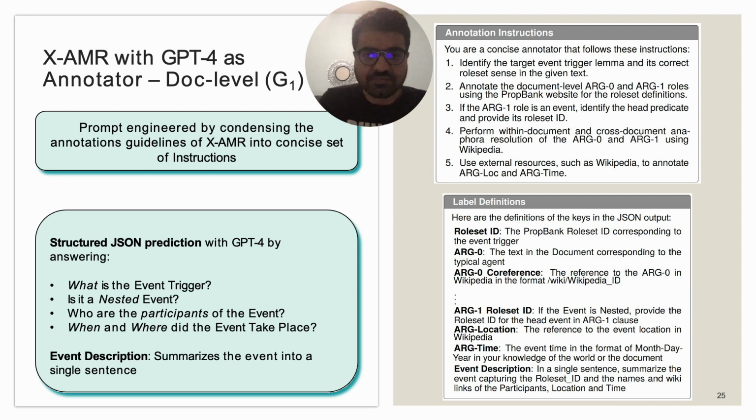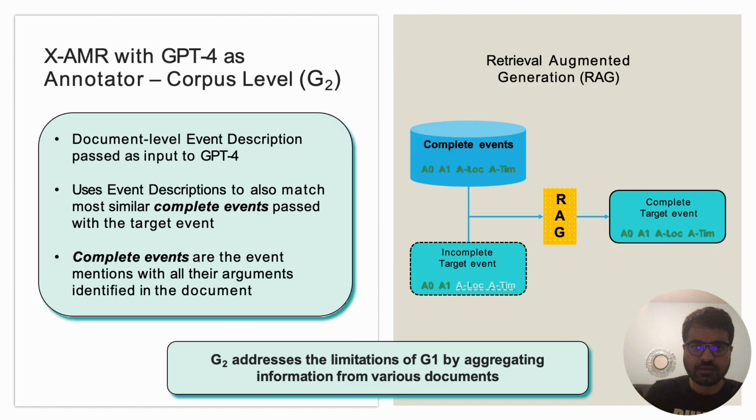In the first method, G1, we use the entire document of an event as context to identify the document level AMR of the mentions. Now since G1 has only the document level context, we also employ another technique, G2, which effectively uses corpus level information in generation. Instead of passing the document text, in G2 we pass a set of complete events from the topic of the target event mention.